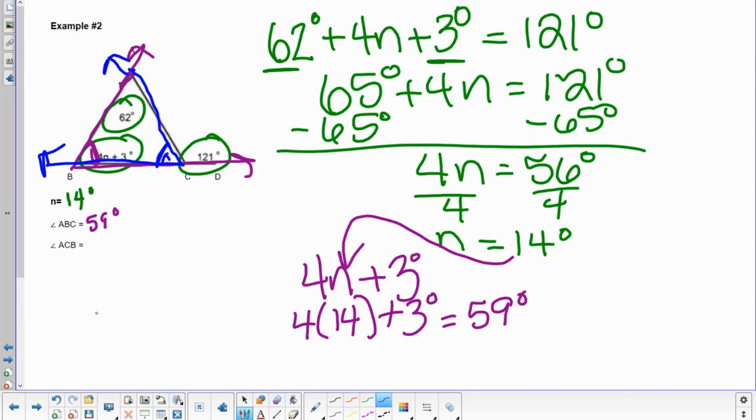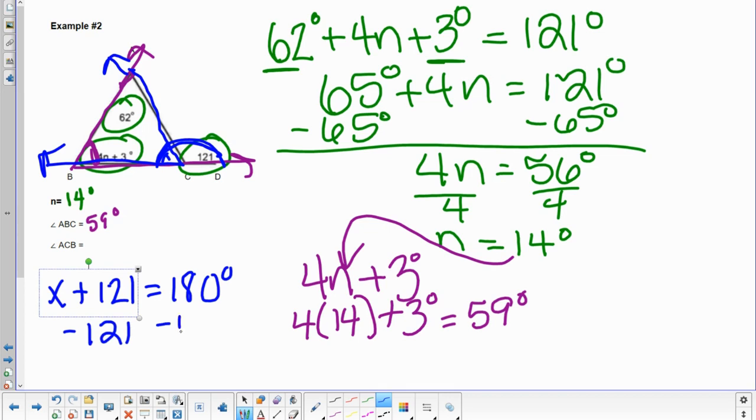So x plus 121 degrees has to equal 180 degrees, because these two angles together, from here all the way over there, form a straight line, hence the reason why they're supplementary angles. You can solve by taking 121 from both sides, and x is equivalent to 59 degrees. So they end up being the same, notice.